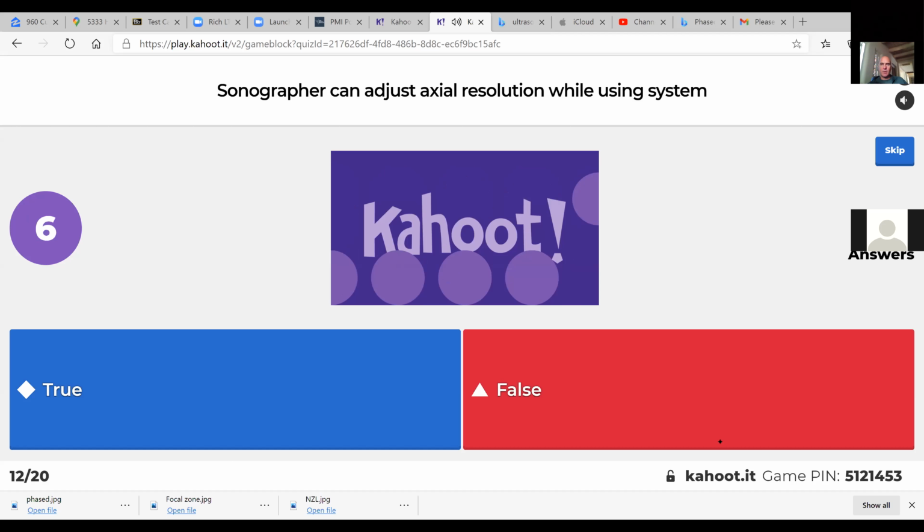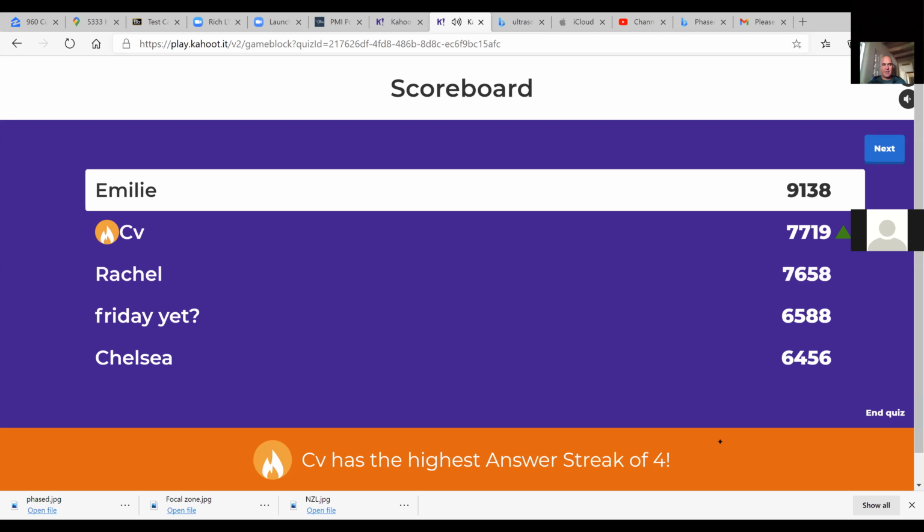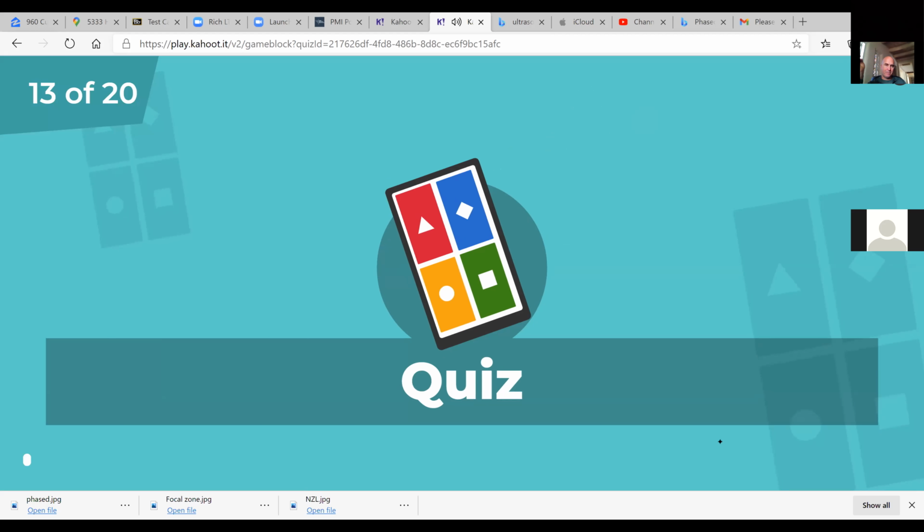False. Cannot change axial resolution. The number of cycles is set. And the frequency, remember, that's just the way Edelman parses his language. You can't change it while continuously using the system. So that's a tricky one. All right, see, he's still on fire.